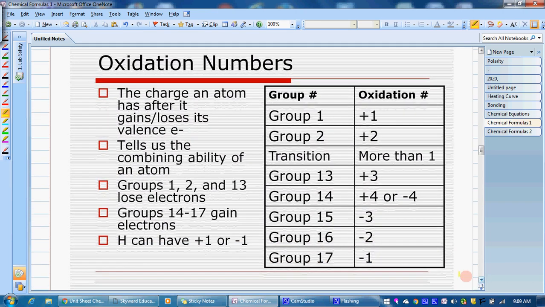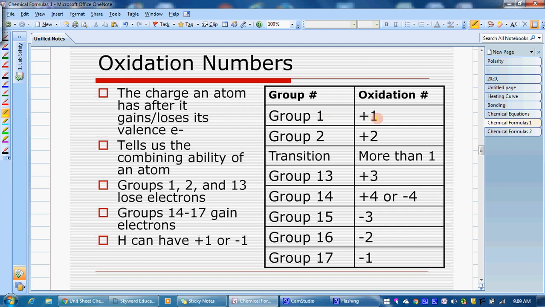Oxidation numbers, again, just a quick review. Remember, when you're in group 1, you're going to lose an electron, so it's positive 1. Group 2, lose 2, so it's positive 2. Group 17, you gain 1, so it's negative 1. Group 16, you gain 2, and etc. So that's just a quick review.